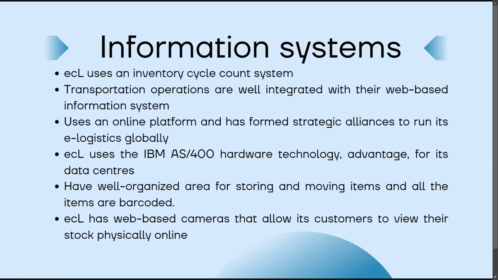Next is the information system. ECL uses an inventory cycle count system. Transportation operations are well integrated with the web-based information system, use an online platform, and have formed strategic alliances to run its e-logistics globally. ECL uses the IBM AS400 hardware technology advantage for its data centers, has a well-organized area for storing and moving items, and all the items are bar-coded. ECL has web-based cameras that allow its customers to view their stock physically online.